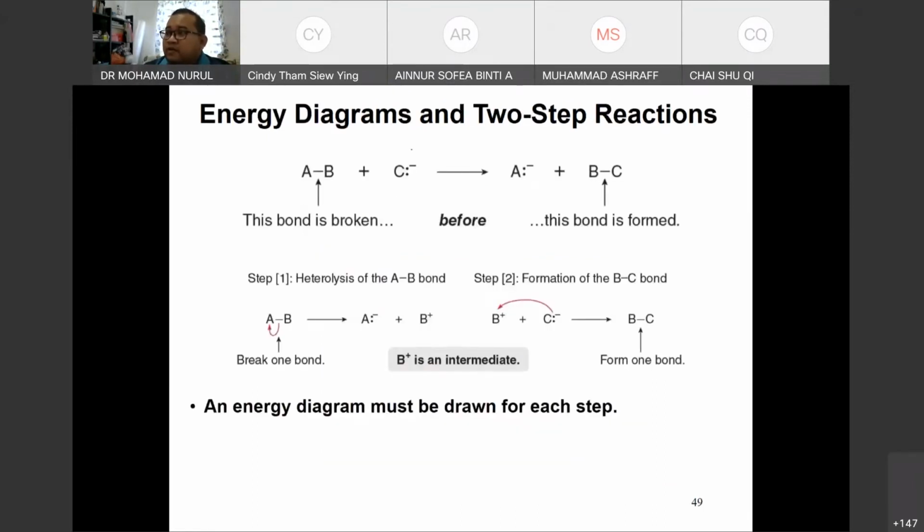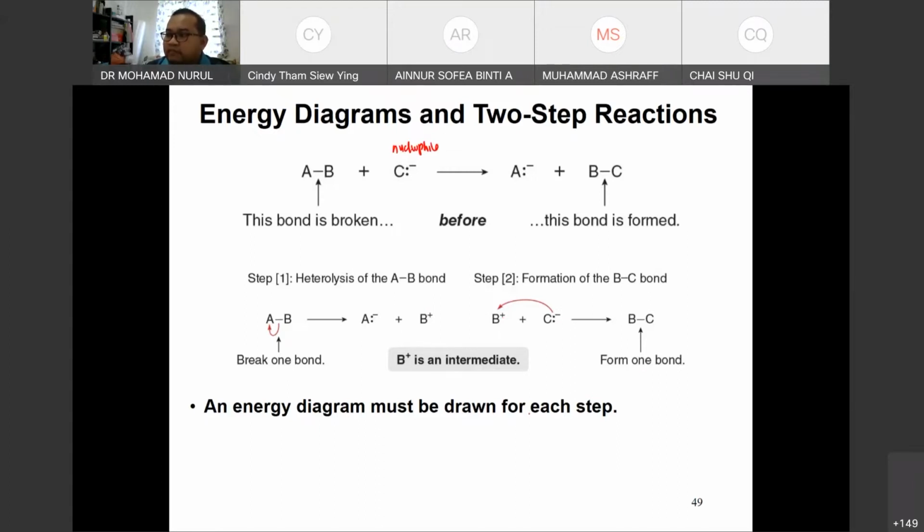So, energy diagrams and two-step reactions. This one we know, a bond is broken, and after that, a bond is forming. So this is the heterolysis of the A–B bond. A pair of electrons will go to A, and this one becomes a nucleophile, this one becomes an electrophile. And again, we have C as the electrophile, and the nucleophile will attack the carbon, in this case B, and form a new bond.